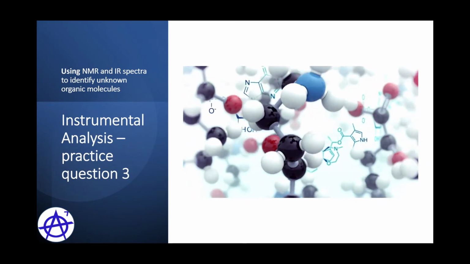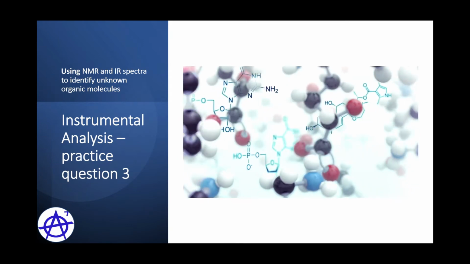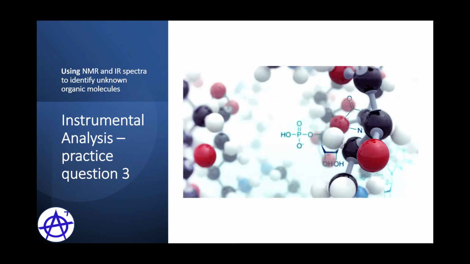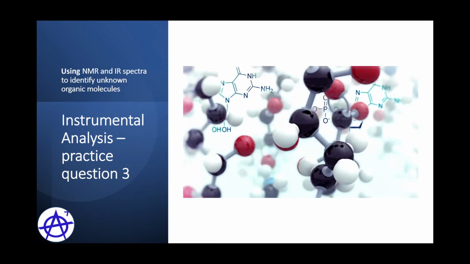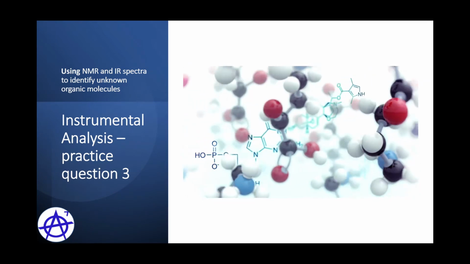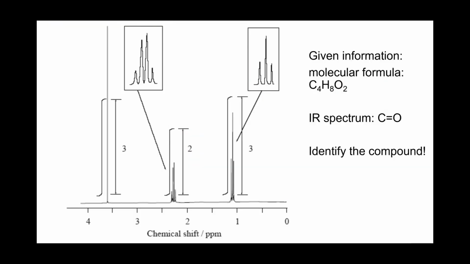This is the third question on instrumental analysis that I have recorded. This time we're only going to use the proton NMR and the given molecular formula and functional group to identify an unknown. Consider the proton NMR of an unknown compound D, which has a molecular formula of C4H8O2 and is known to have an absorption in its IR spectrum corresponding to a C=O absorption. Use this information and the proton NMR data in the data booklet to deduce the structure of D.